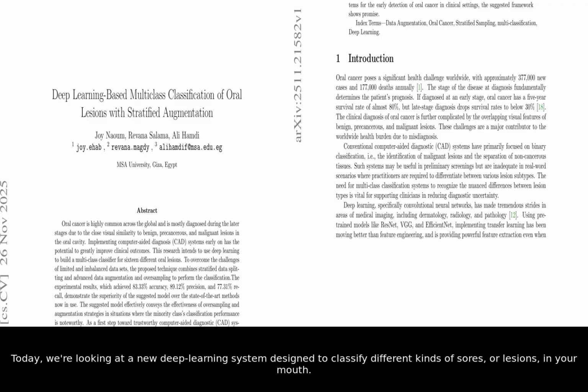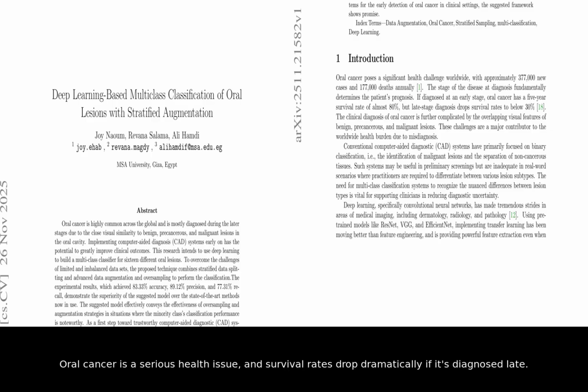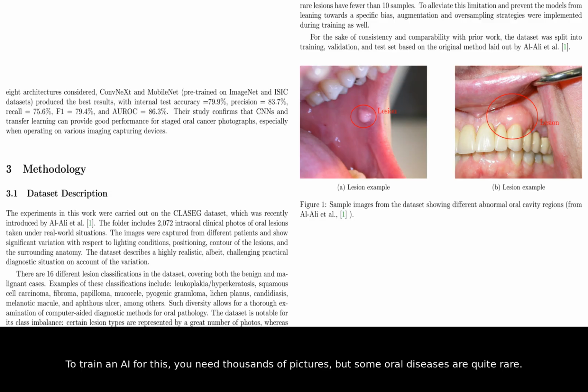Today, we're looking at a new deep learning system designed to classify different kinds of sores or lesions in your mouth. Oral cancer is a serious health issue, and survival rates drop dramatically if it's diagnosed late. A major problem for doctors is that dangerous lesions can look a lot like harmless ones. To train an AI for this, you need thousands of pictures, but some oral diseases are quite rare.